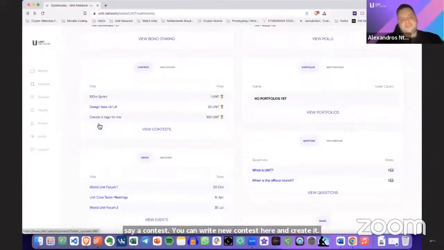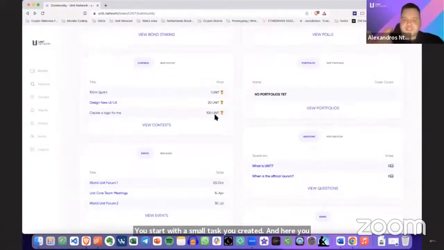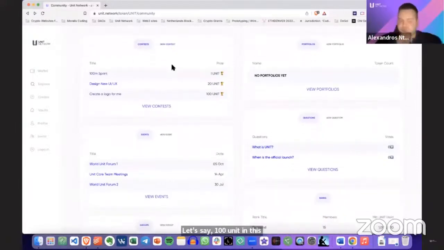And this helps with, well, it's sort of like a job post, but it's more like a freelancer kind of thing. You start with a small task, you create it, and here you can see the prize that you get if you create a logo for someone, then they would give you, let's say, 100 Unit in this case, right? So you can create your own here as well. And this is basically if you would create your own token, you would have the very same features, of course, for people to do all this stuff, right?